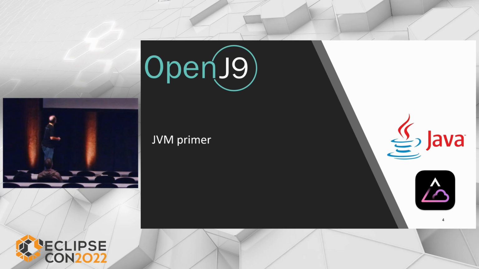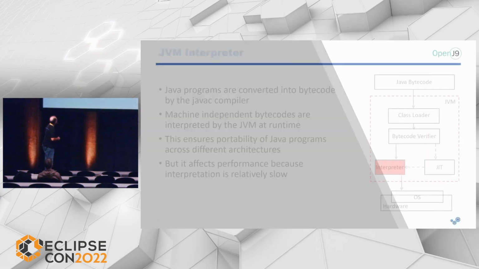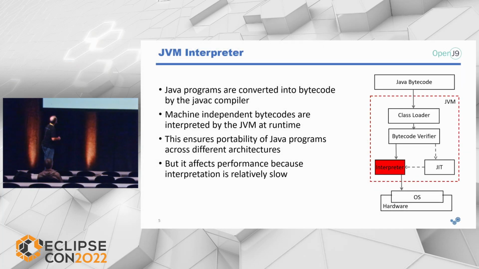So let's do a little JVM primer. I'm sure this is all old news to you guys, but we'll go through it. Basically, you compile your Java code into bytecode, which is passed to the JVM, the Java virtual machine, for execution. Its job is to load it, verify it, and pass it to the interpreter, which runs it one byte at a time. And we all know this is relatively slow.